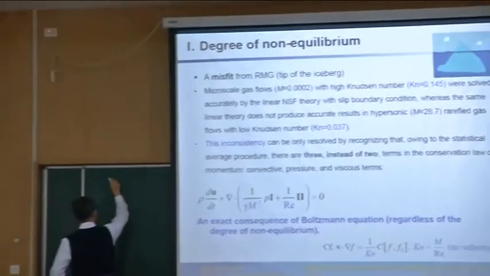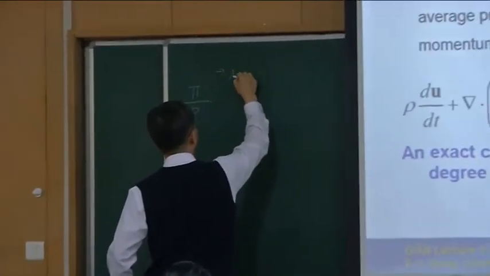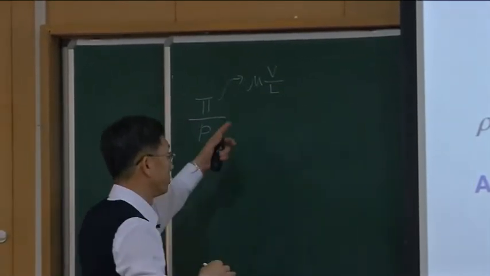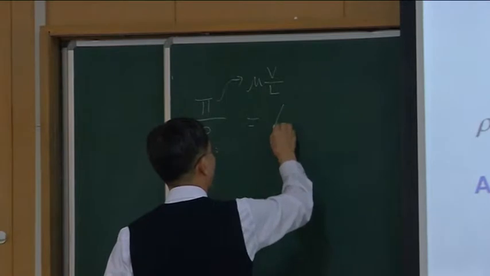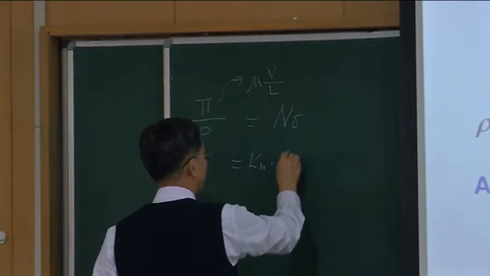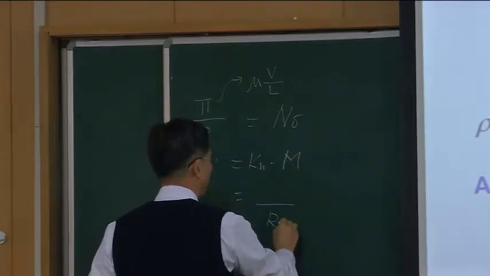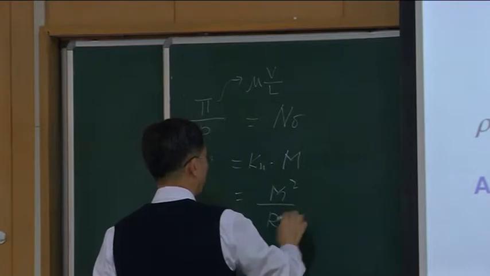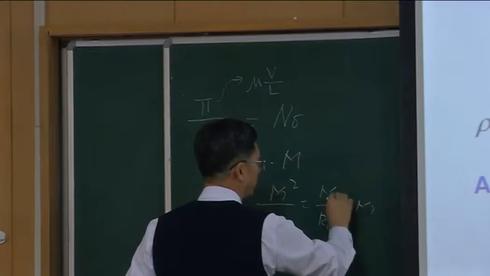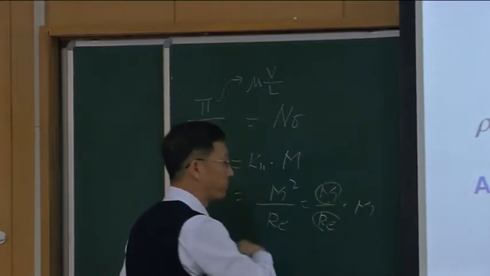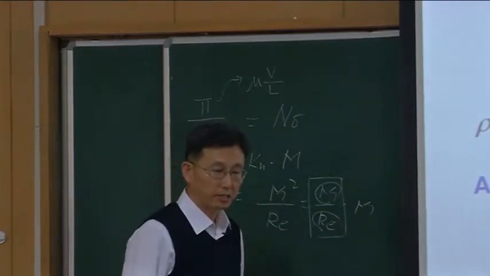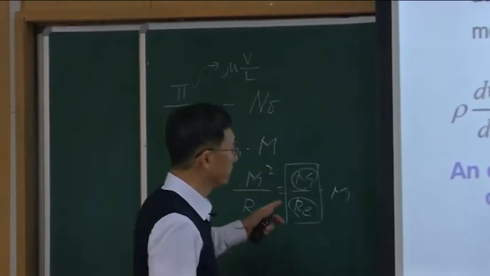So therefore, that term I call pi over p. In the Navier-Stokes approximation, that should be mu times some velocity over L, and the pressure here. So they will become what I call N delta. It is a composite number. It can be Knudsen number times Mach number, or M squared over Reynolds number, which means Knudsen number is M over Reynolds number. Because M has velocity, Reynolds number has velocity, they cancel out. That's why this has nothing to do with velocity, only thermodynamic quantities.